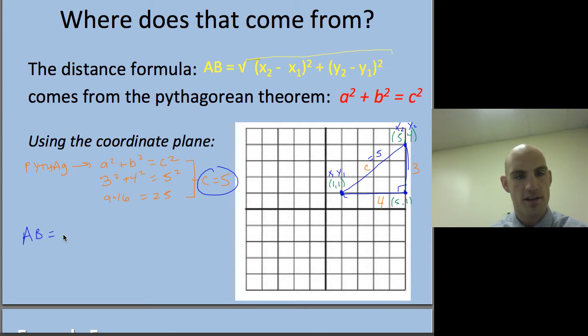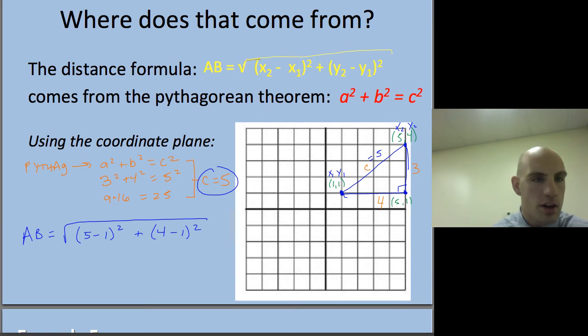Well, if I use the distance formula, it's going to be x2, which is 5, minus x1, which is 1, squared, plus y2, which is 4, minus y1, which is 1, squared. Well, look at this. Look at what happened here. I'll write it in pink so you can see. This 5 minus 1 becomes 4 squared plus, and this becomes 3 squared. Well, look up here. 3 squared and 4 squared.